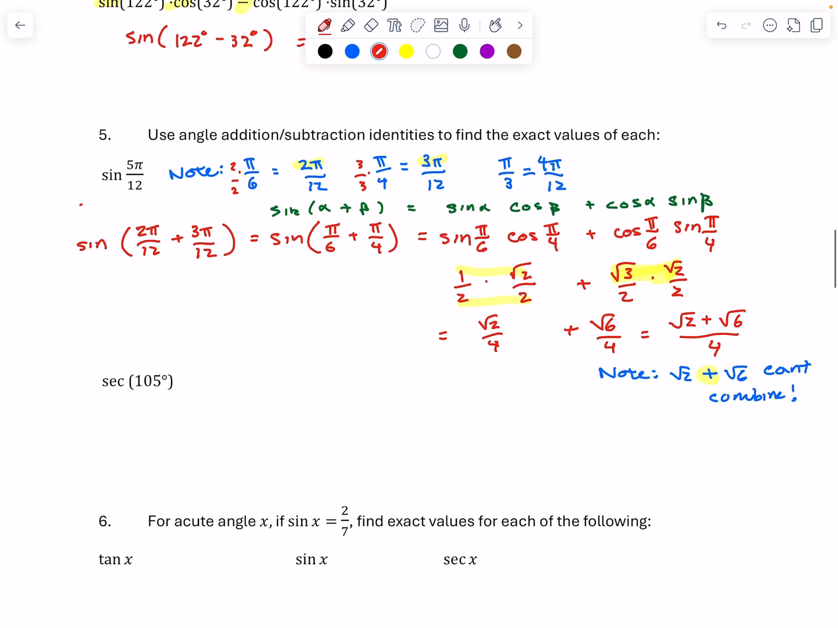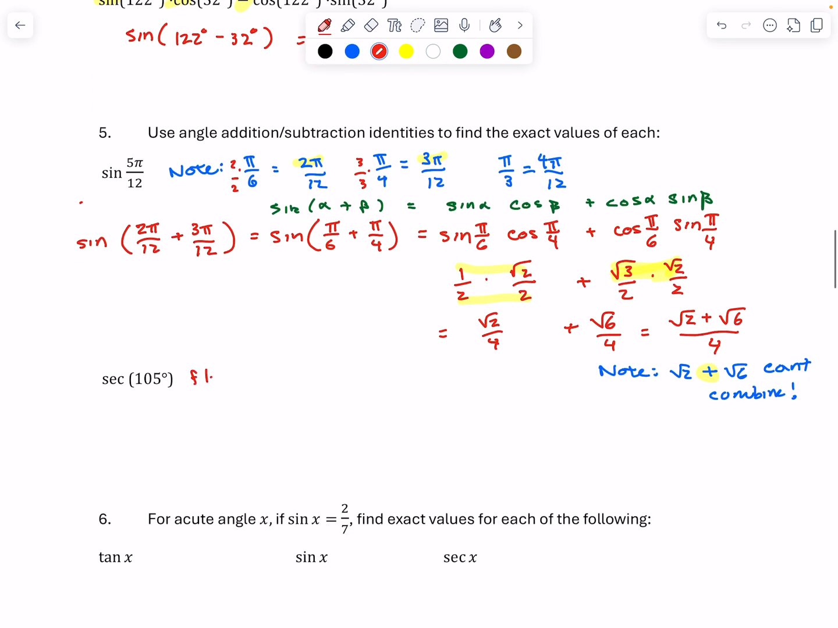All right, secant. We're going to flip cosine of 105. All right. 105 is 60 and 45. One hint is, if you have a number ending in 5, which you usually do, try 45 or at worst 135. You can do 135 minus 30 also. That will work fine.